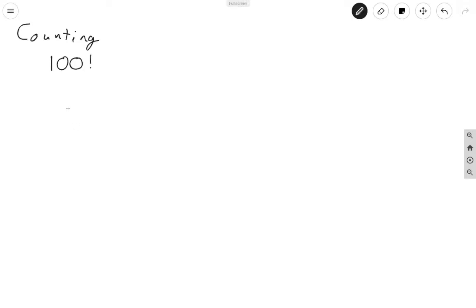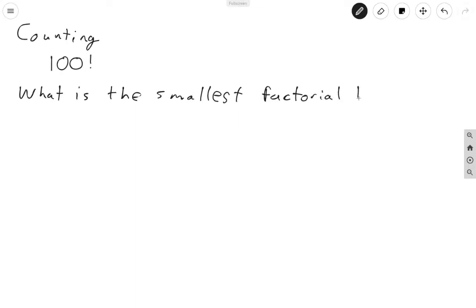So let's look at a smaller question first. And that smaller question is going to be, what is the smallest factorial that produces a power of 10? Or what is the smallest factorial that leaves a 0 at the end of the number?